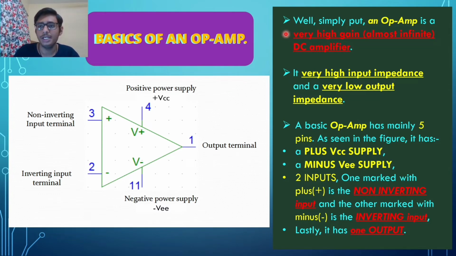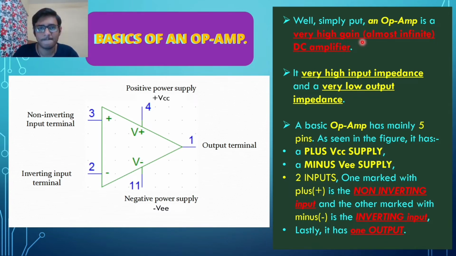Well, simply put, an op amp is a very high gain DC amplifier. But what's an amplifier? An amplifier is any electronic device that can increase the magnitude of peak to peak voltage of any signal, either AC or DC. Now, as it is mentioned here that op amp is a DC amplifier, it can amplify both AC signals as well as DC signals.